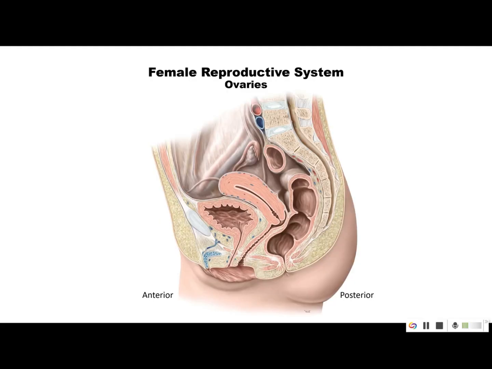The ovaries play a fundamental role in reproduction. They are the primary organs of the female reproductive system where female gametes are produced, stored, and matured. They're also responsible for the production of estrogen and progesterone.